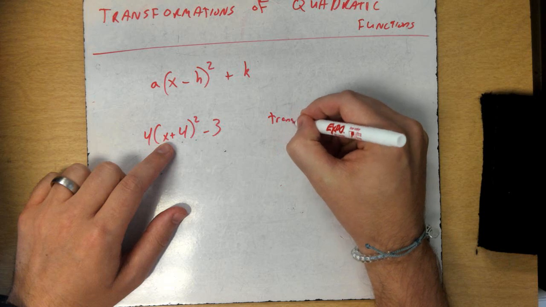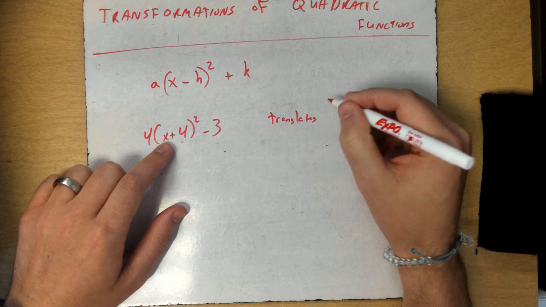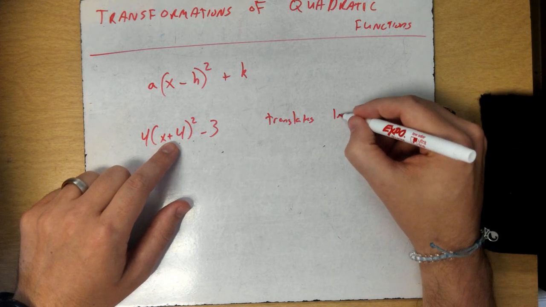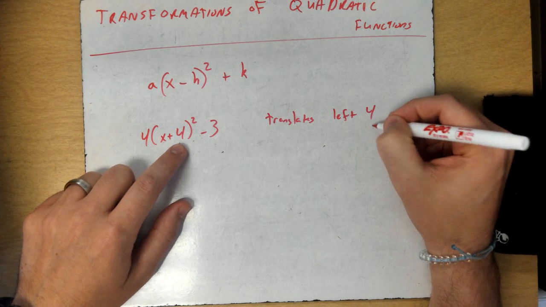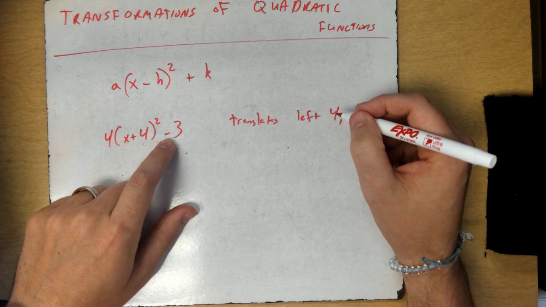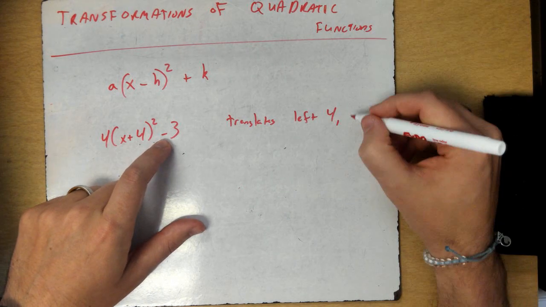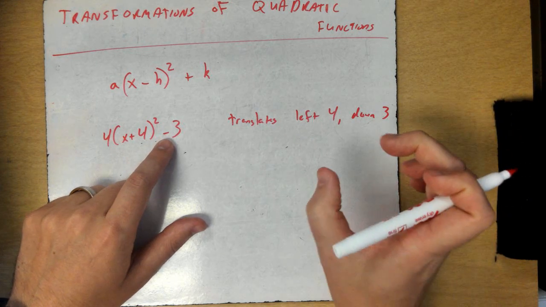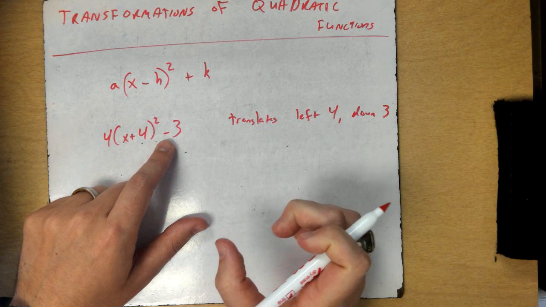So I translate. It's a positive 4, which means we're going to go left. So it goes left 4. And then outside the parentheses, it's a minus 3, so it's going to translate down 3. So now we've shifted our graph to the left and down.